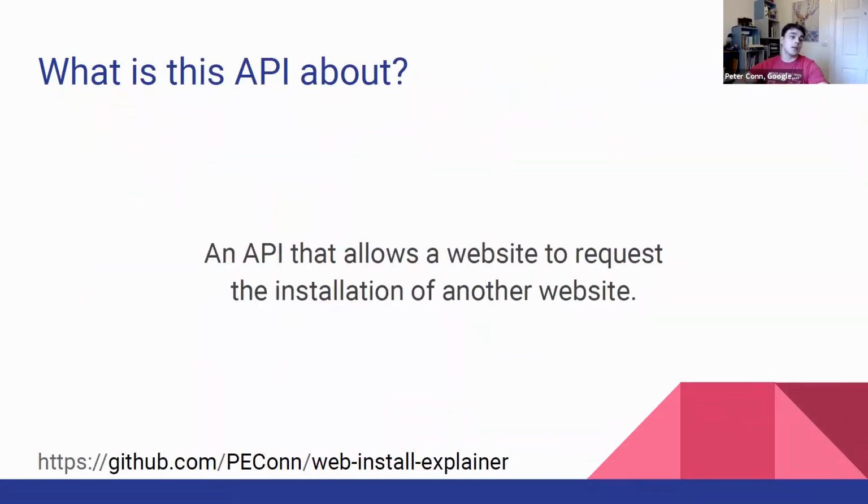What is this API about? Simply put, it's an API that would allow a website to request the installation of another website. It differs a bit from before install prompt, which some of you may know about, because before install prompt only works to install the site that the user is currently on. I do say request to install another website. You can request to install yourself. It's just that that seems to be subsumed by the requesting installation.